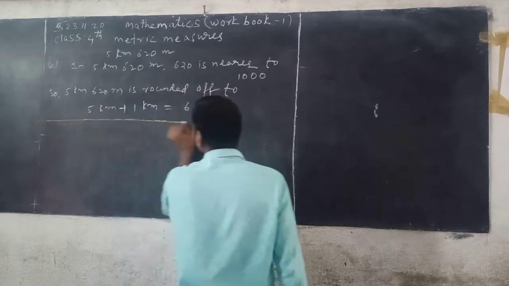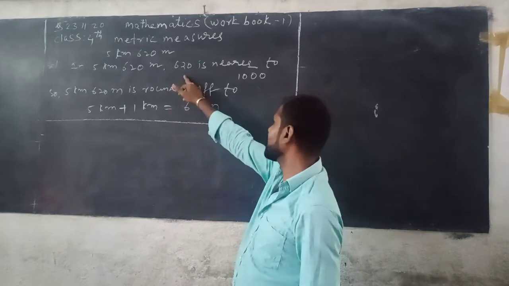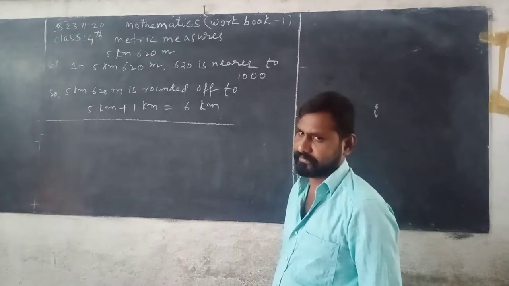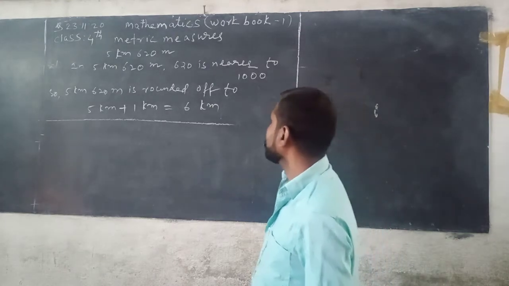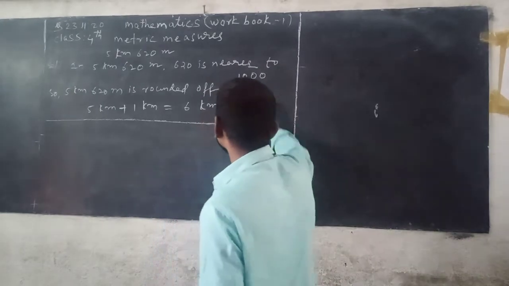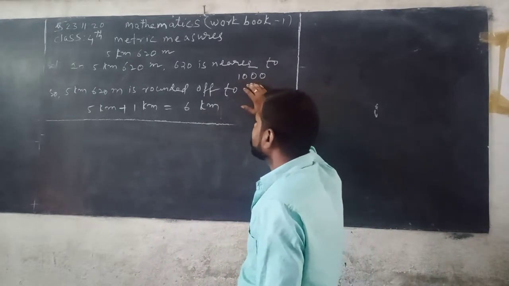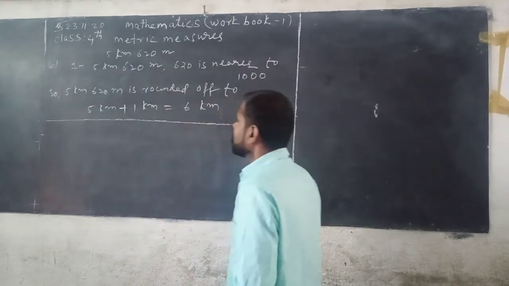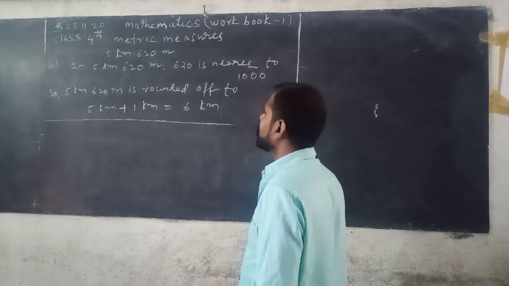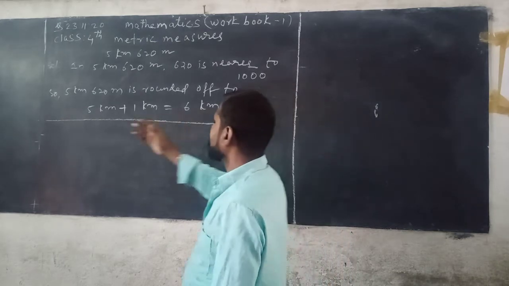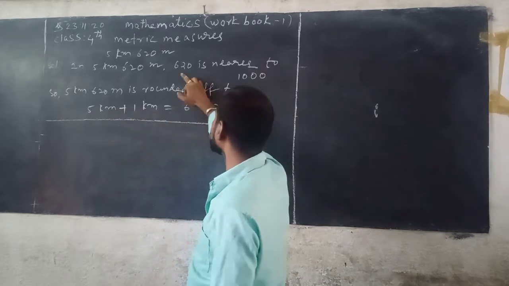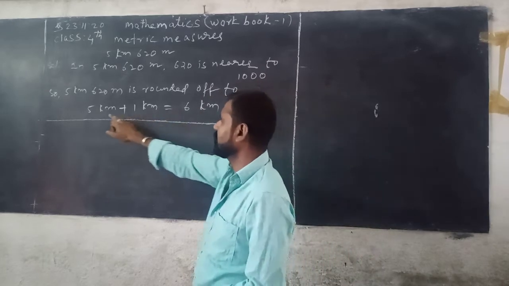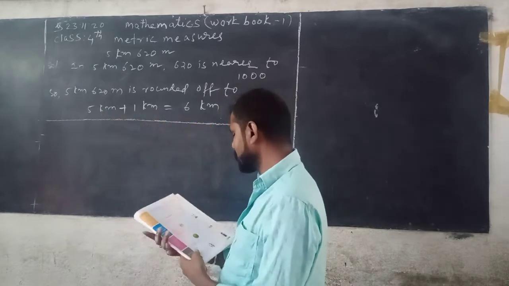Did you understand, everybody? See here, 620 is nearer to 1000 than 0, so we have to take 1000. 1000 meters is equal to 1 kilometer. Then 5 kilometer 620 meter is rounded up to 5 kilometer plus 1 kilometer. 5 kilometer plus 1 kilometer, you can get 6 kilometer.